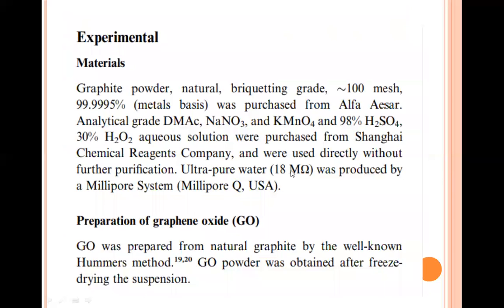Okay, you can see here, I just went through some of the articles and found these things. See, in one of the science papers, a very popular, high impact factor research paper, they have included even these things. See, natural graphite powder was purchased from so-and-so. Aqueous solution was purchased from so-and-so, and they were used directly without further purification. And ultrapure water was produced by so-and-so company. So they state very clearly what materials they used.